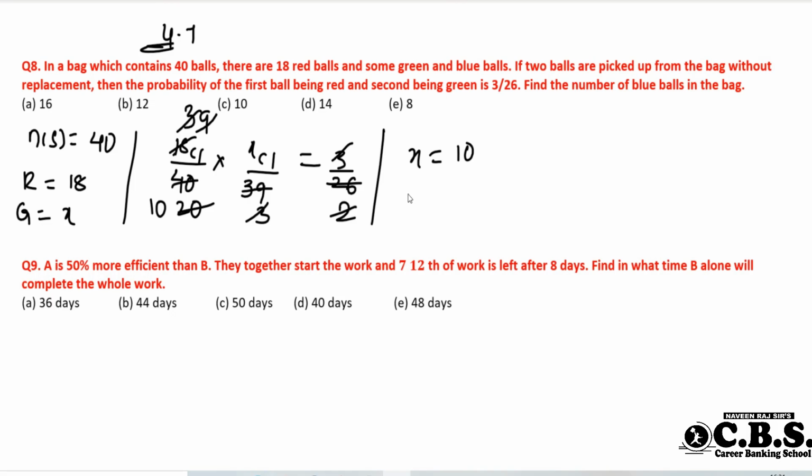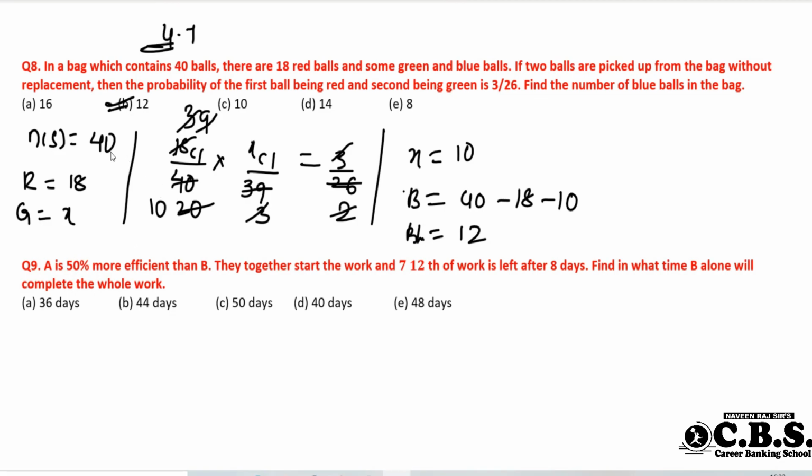The total balls I'm going to find out. But what is the question? If 2 balls are picked up randomly, so green and blue. I'm asking the question, find the blue balls. So blue balls means what? 40 minus red, how much? 18, and green is how much? 10. So 28. Nothing but what? 12. So blue balls are how many? 12 balls is the right answer. Where is the 12? Option B is the right answer.